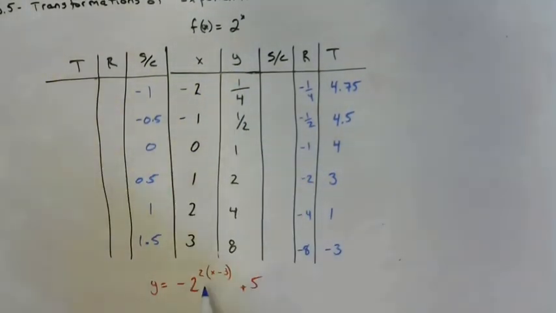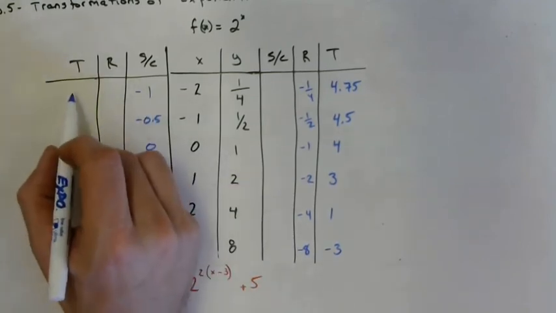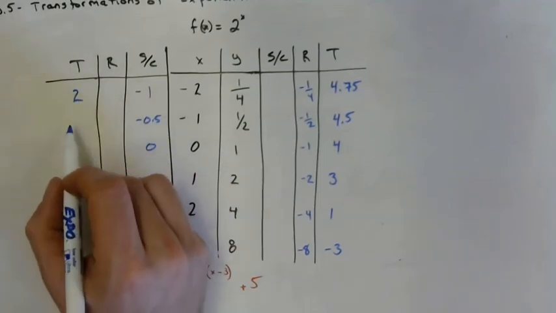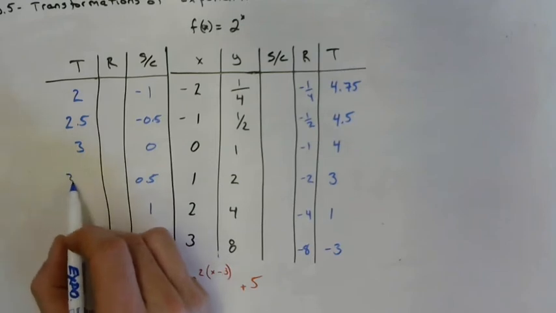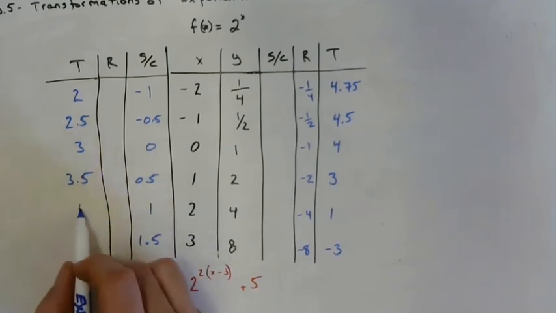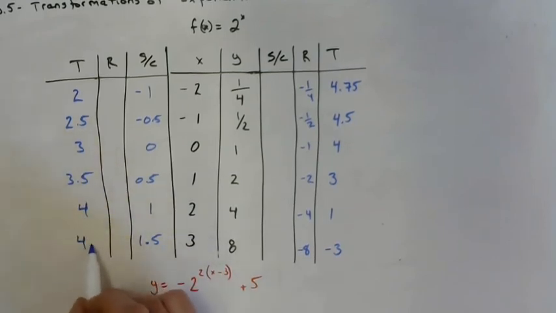Okay, is there a reflection? No. So we're just moving these 3 to the right. So I'm adding 3 to every point that I see. So that's 2. This is 2.5. This is 3. This is 3.5. This is 4. And this is 4.5. And now I have all of my new coordinates that I could use to graph.